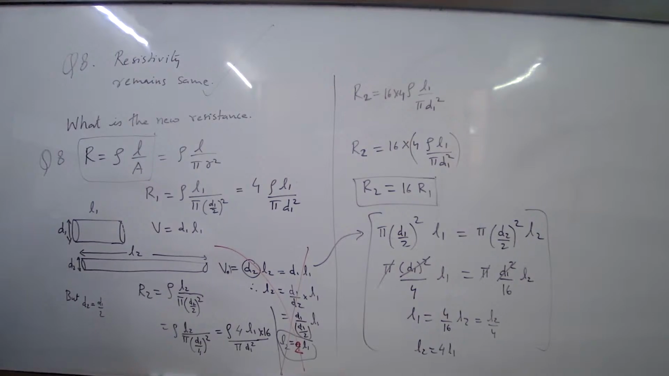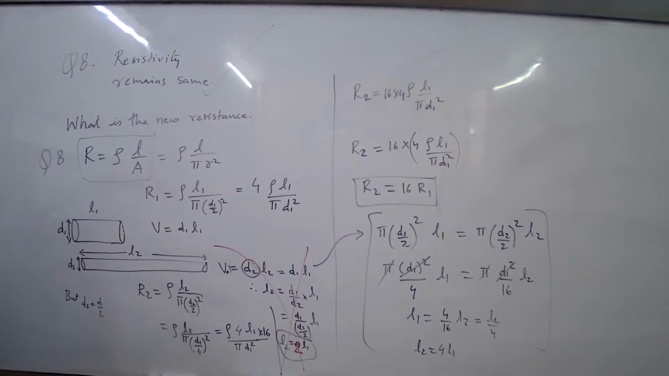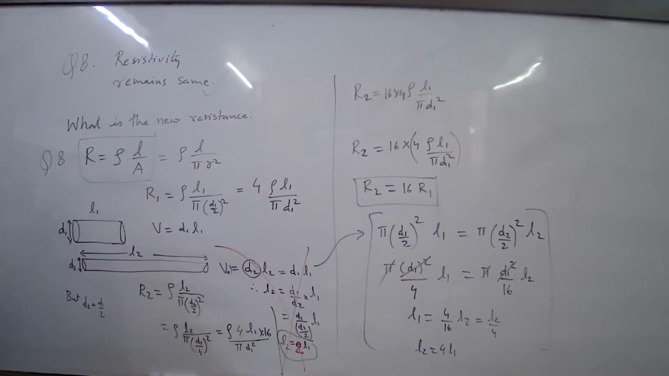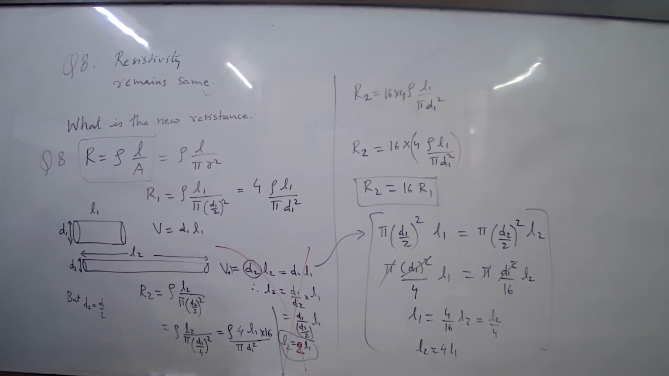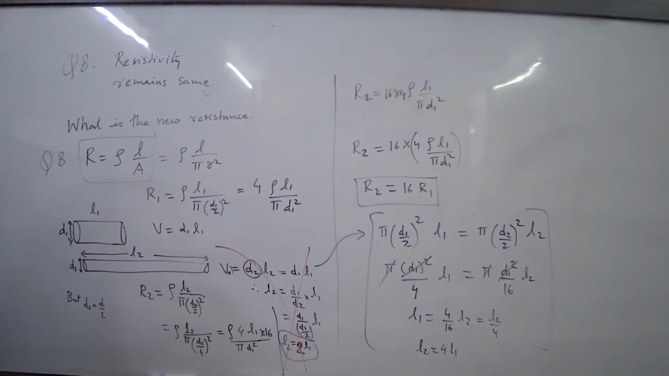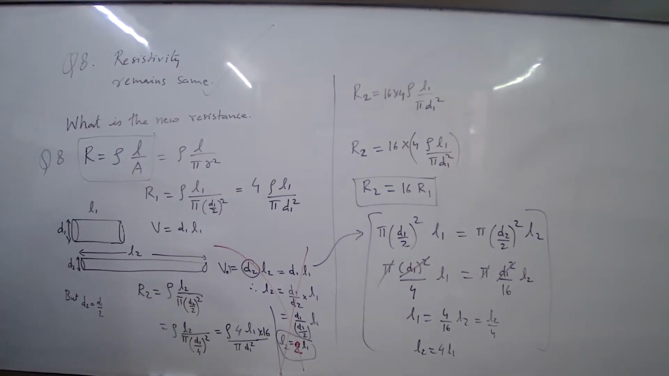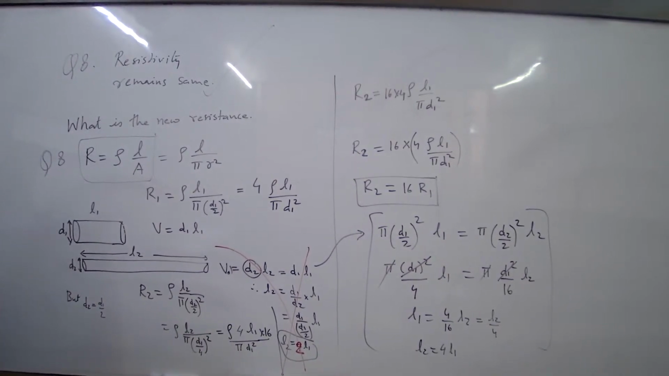Question number 9. Question number 9 is numerical. Which is the best resistor and why? Read the question. Who will read the question? Come on, you read, you will learn like this. It's not that hard. Resistivities of copper, silver, and constantan are 1.18 into 10 raised to minus 6 ohm centimeter.